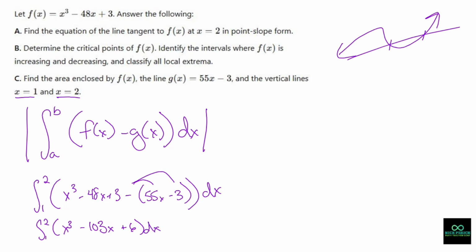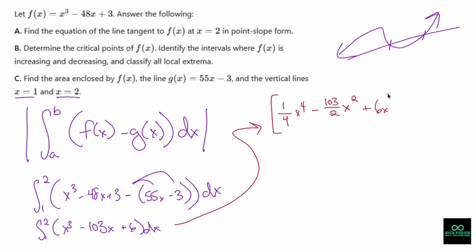Okay, now I can integrate. The integral of x to the third is going to be 1/4 x to the fourth. The integral of negative 103x is negative 103 halves x squared. And the integral of 6 is 6x. And my limits are 1 and 2. So we're going to have gross math here that we're going to have to deal with. It's unfortunate, but it is what it is.